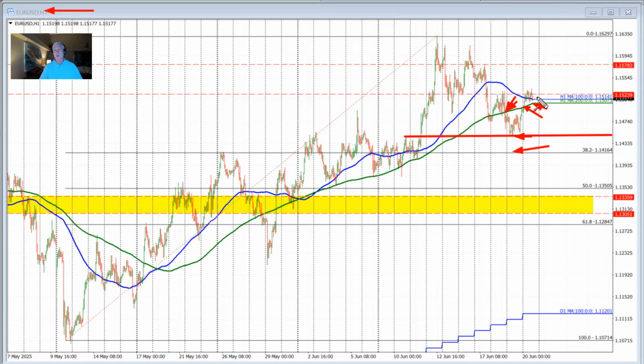As long as the price can remain above the 200-hour moving average, bias stays to the upside. If it goes below, it's more bearish. Let's take a look at the dollar versus yen next.